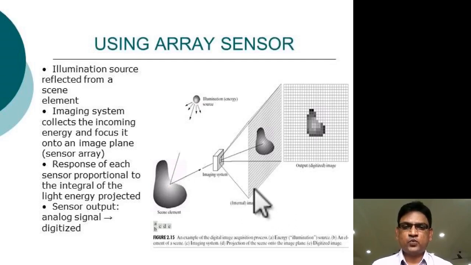This is the image plane where the sensor array is kept. If you want to focus the energy exactly onto the image plane, then we have to use an imaging system, which is basically a lens here. Why? Because we are using light as a radiating source. So this imaging system, which is basically a lens, will focus the entire energy that is coming from the object onto the image plane where the sensors are placed.